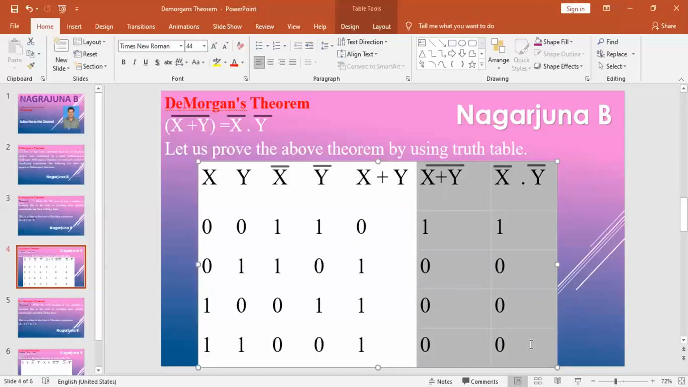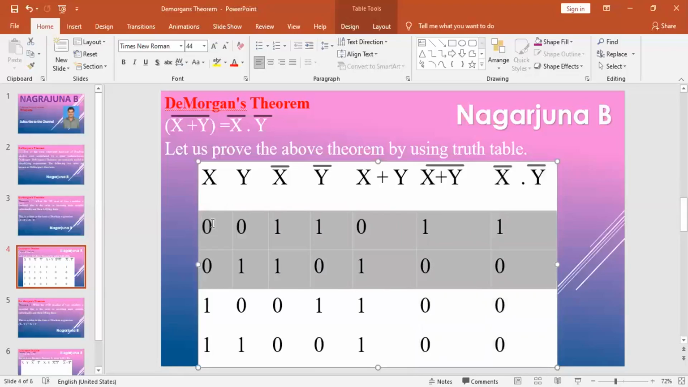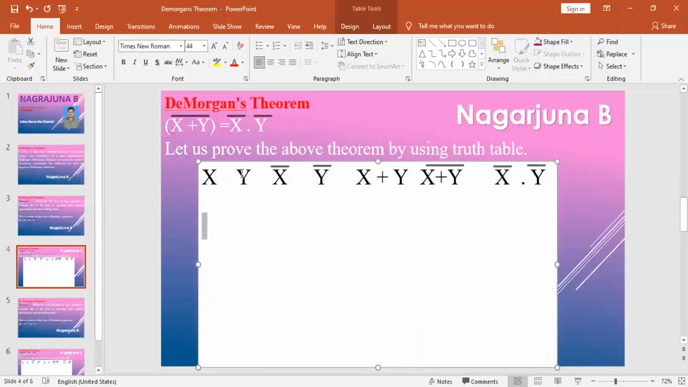That is according to DeMorgan's theorem, the OR sum of two variables when inverted will be equal to inversion of each of these variables and ANDing them. So this is the proof of DeMorgan's theorem 1. Right. So next, here we will be considering what we have proved by using a truth table.